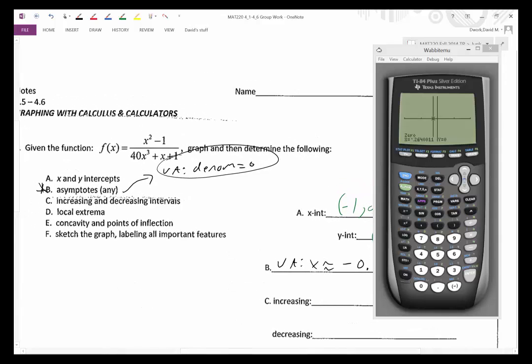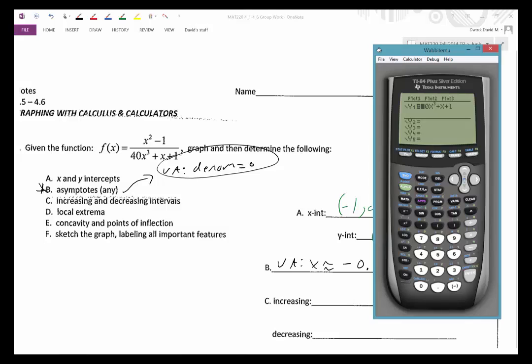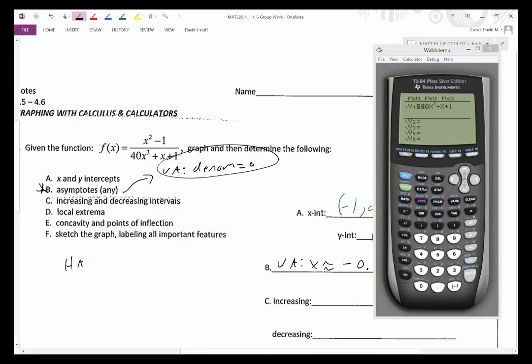Now, how do we find horizontal asymptotes? If you remember, a horizontal asymptote is defined very simply. As x approaches positive infinity and negative infinity, and you need to check both, because your graph may approach two different things. You could have a graph such as a logistic function, where you have two different horizontal asymptotes.